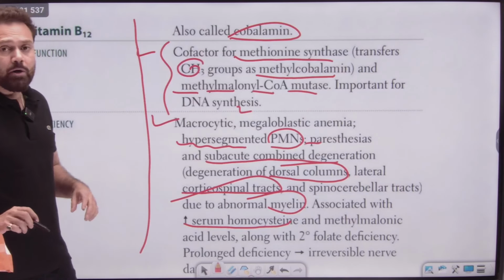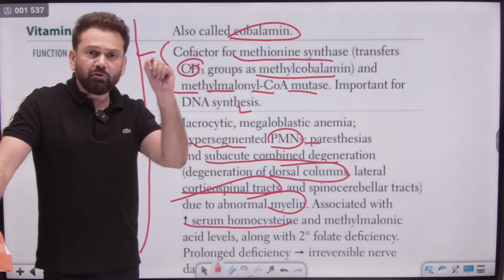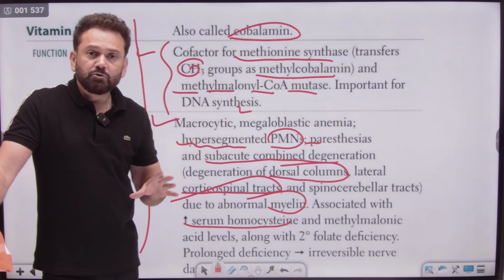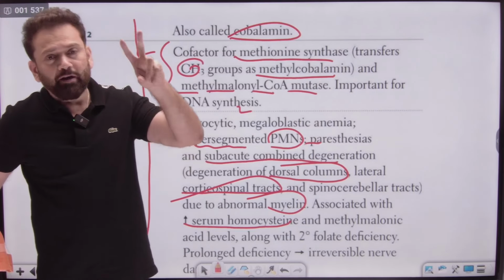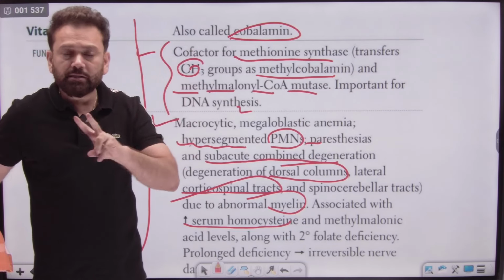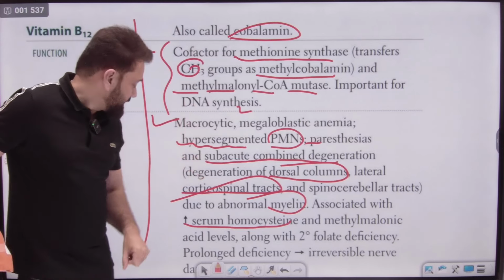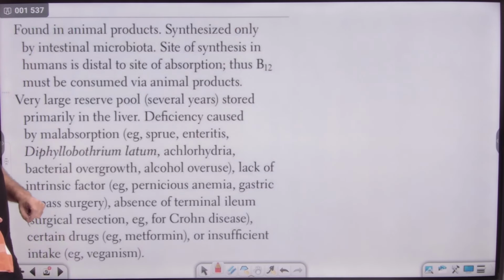So I always recommend to write every vitamin on one page, about everything. So if someone says B12, you must know, okay, cofactor for two enzymes, deficiency causes this. So this much must be clear. What else needs to be remembered regarding B12?